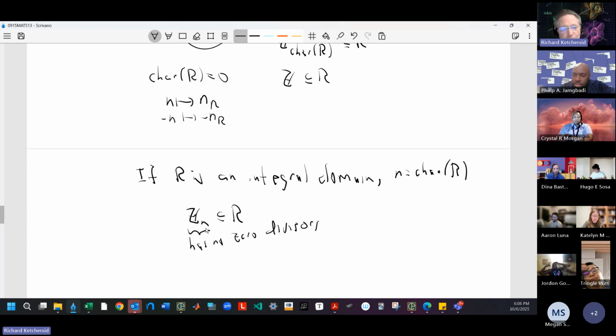Because if I can factor my n, then I can clearly find a 0 divisor in there, right? If I can write n as m times r, then m and r are going to be 0 divisors, right? So the only way we can have this work out if R is an integral domain is if this n is prime, right? Or if the characteristic is 0, right? The characteristic could be 0. Okay, so like Q has characteristic 0, right? And Z is embedded in Q, right? Okay.